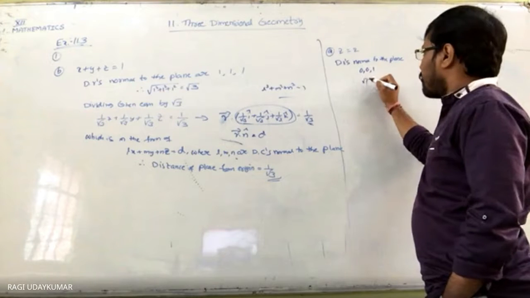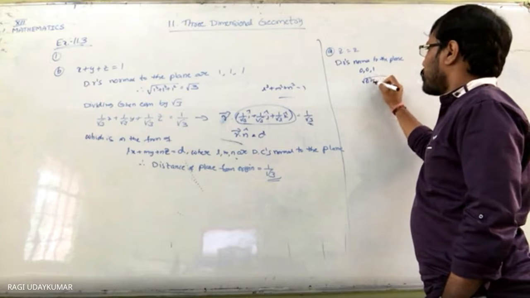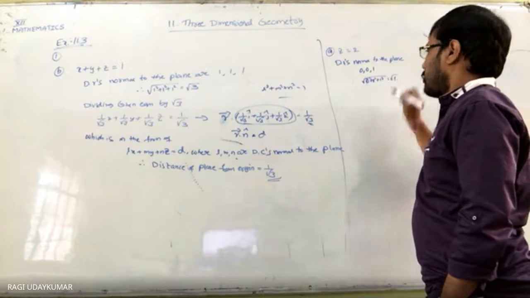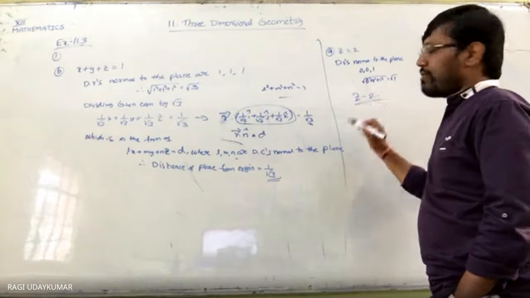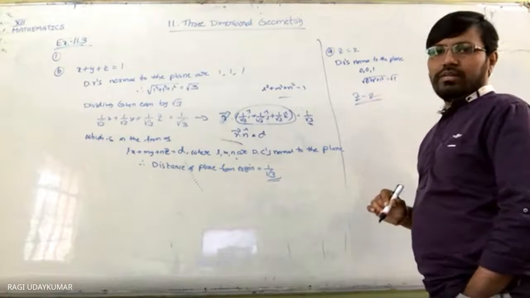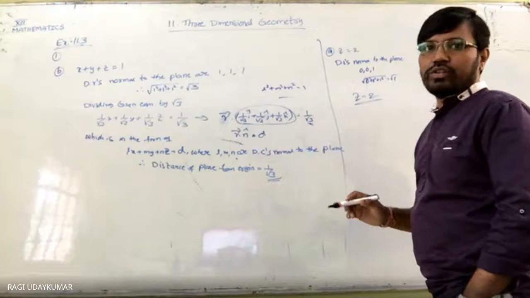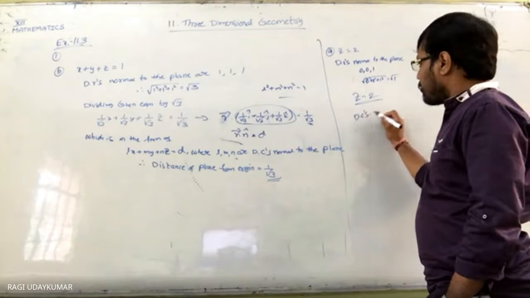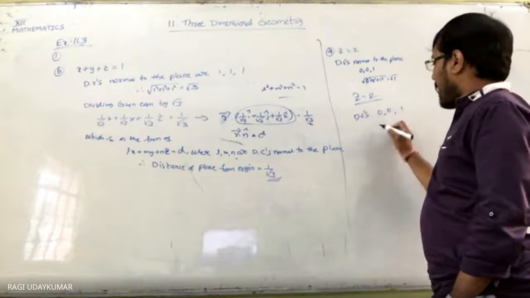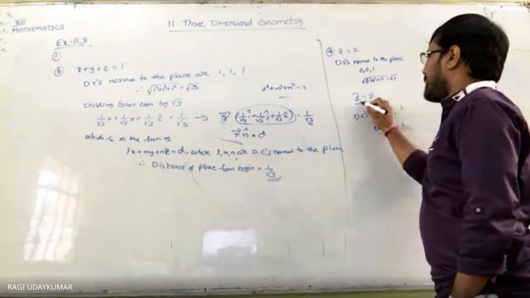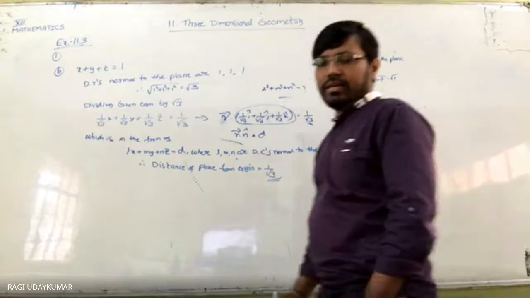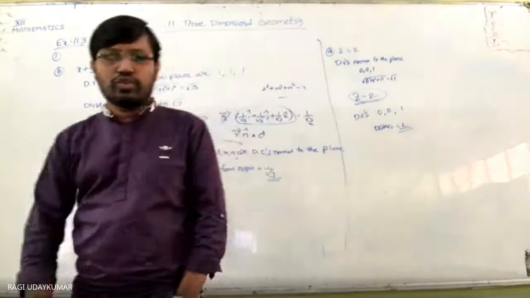So under root of 0 square plus 0 square plus 1 square is equal to under root of 1, divide by that. Z is equal to 2 directly, which is in the form Lx plus My plus Nz is equal to 2. So therefore the direction cosines are 0, 0, 1 and the distance in this case is 2. Do you know what z is equal to 2 is?